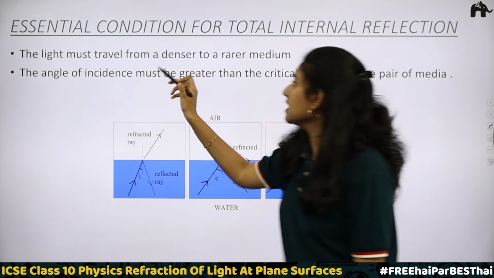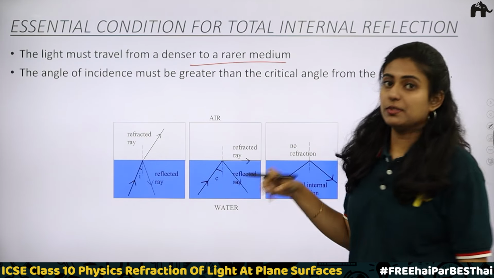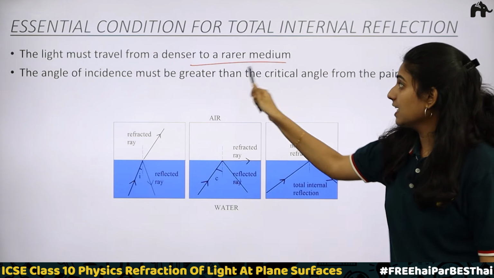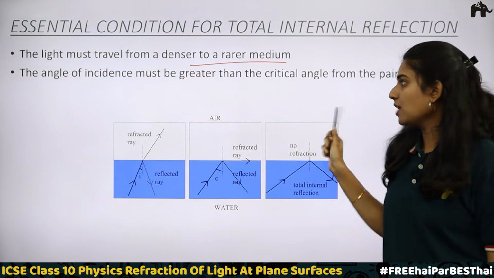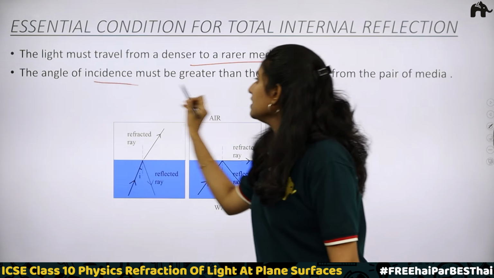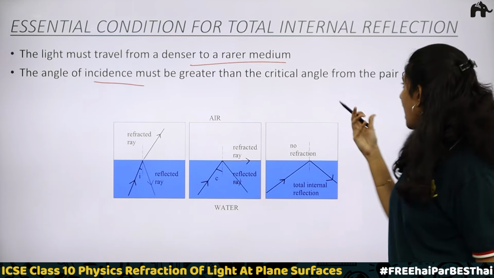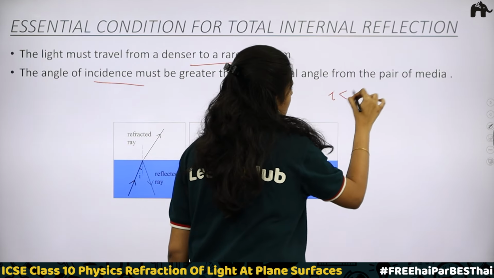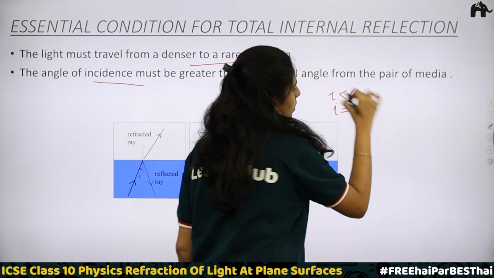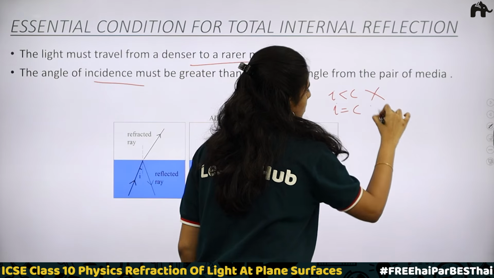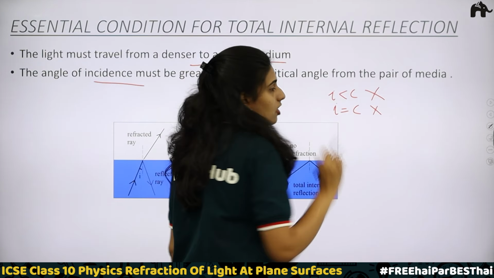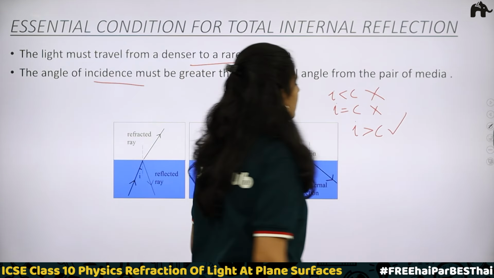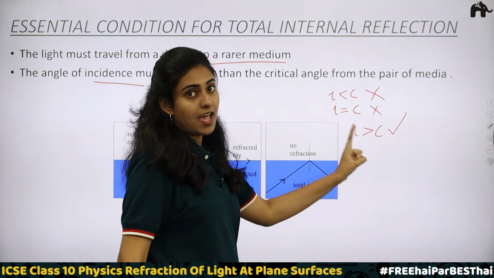Now, what are the two essential conditions for total internal reflection to happen? The first one is that the light must travel from a denser to a rarer medium. If light travels from a rarer to a denser medium, this is not going to take place. And the second is that the angle of incidence must be greater than the critical angle for the pair of media. If the angle of incidence is less than or equal to the critical angle, then total internal reflection cannot happen. When the angle of incidence becomes greater than the critical angle, only then can total internal reflection happen.